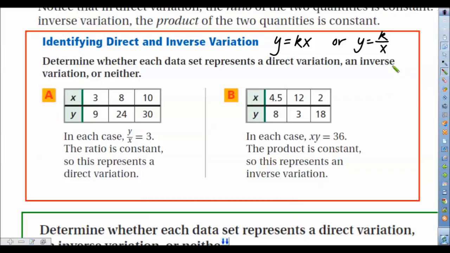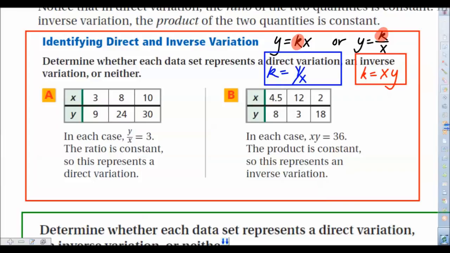This k value right here is the constant of variation. Note what happens to each one of these if I take the time to solve for k. When I get k by itself for direct variation, I have to divide both sides by x, meaning that k is equal to the y value divided by the x value. For inverse variation, because x is in the denominator here, I have to get y by itself by multiplying both sides by x, which gives us the equation k equals x times y. We're going to use this knowledge to figure out which one is which here.